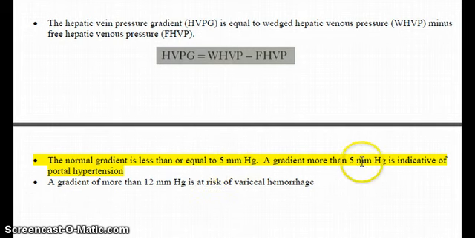But if it's more than 5, so let's say that the wedged pressure is like 15, then that person would be considered to have portal hypertension. A gradient more than 12 is at risk of variceal hemorrhage. So again, your normal venous pressure would be about 5, and if your portal pressure is about 10, that would be okay, but if your portal pressure is about 15, then that would be considered portal hypertension.